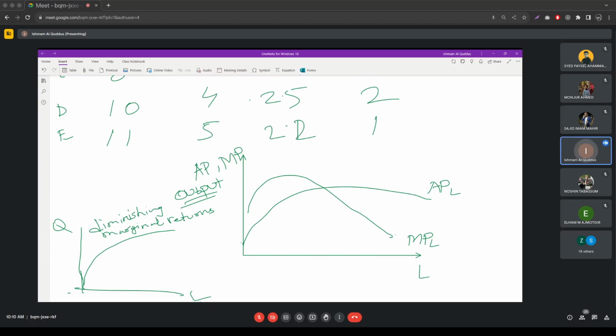So what this indicates is that as you keep on increasing more labor, there will be a point after which you won't get any significant change in your output level. Even if I keep on hiring more workers, my output won't increase significantly. Now it increases initially, however, you see it increases at a decreasing rate.